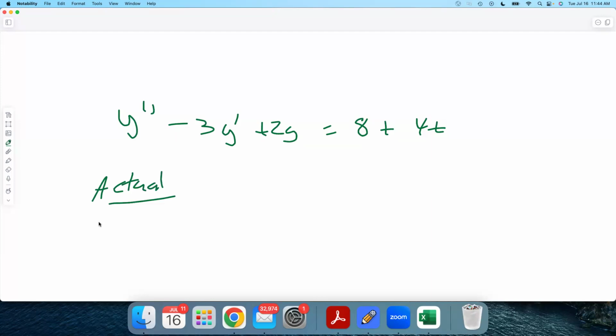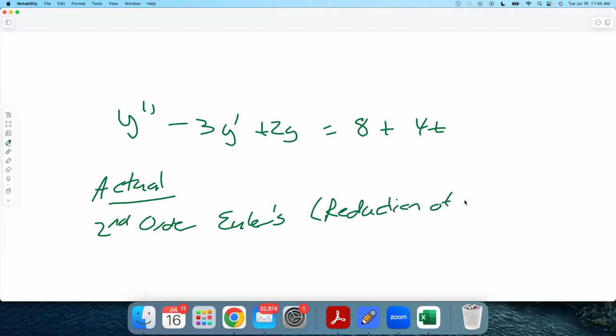We're going to use second order Euler's using reduction of order. And we're going to use a power series. And we're going to put all this into Excel and we're going to compare these three solutions. The reason I want to do this is literally the kind of stuff you're doing on project 2.